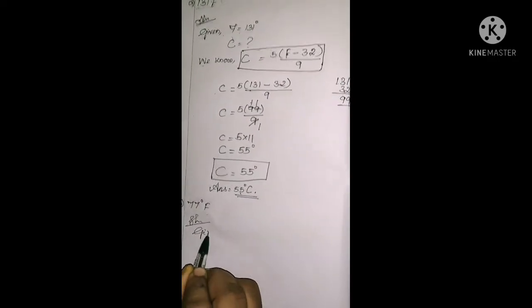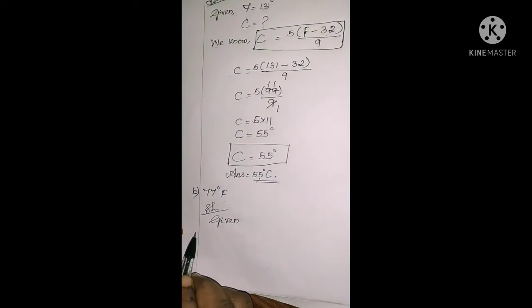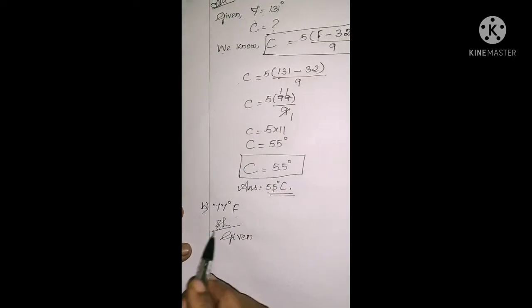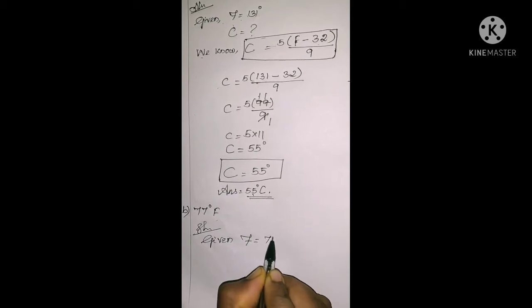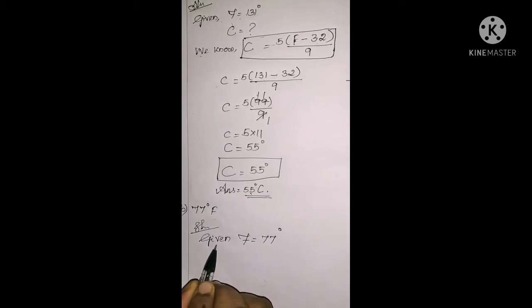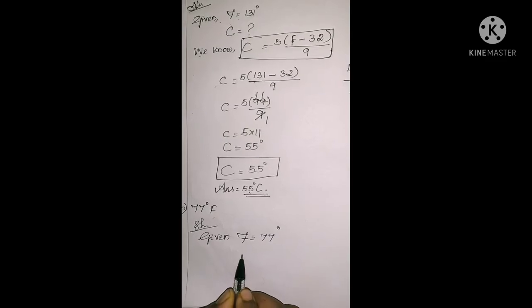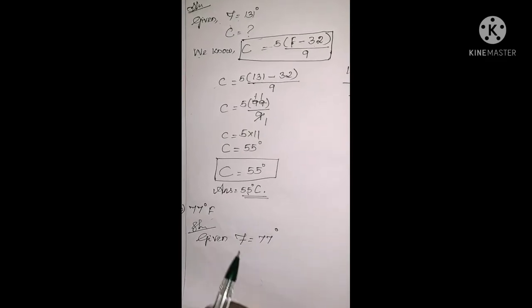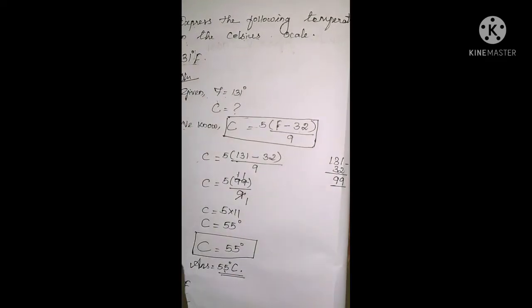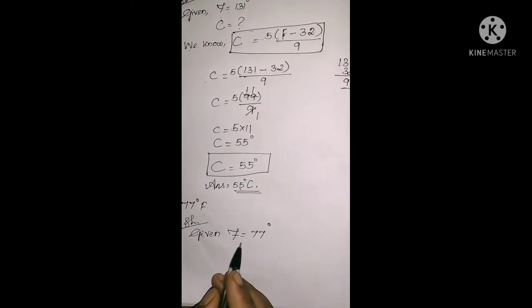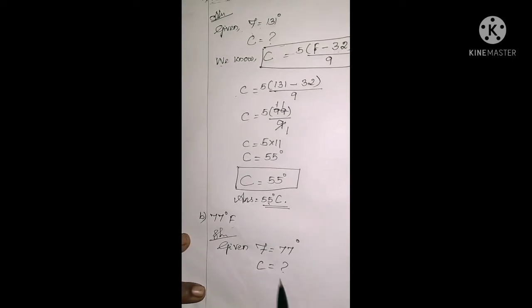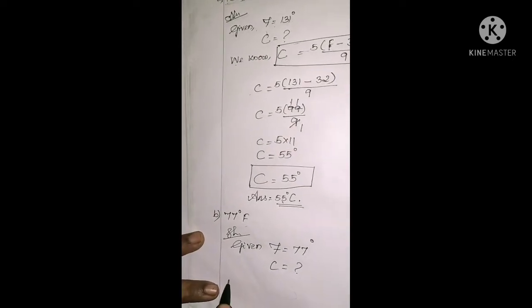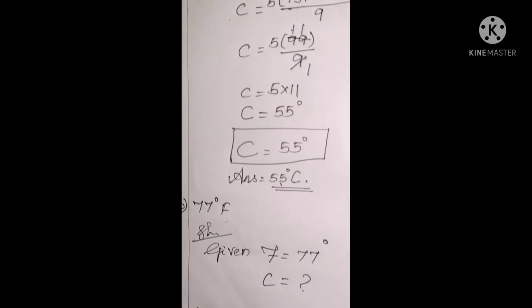So here also the solution. First you write given, which is given in the question. What is given? F is equal to 77 degrees, and they are asking to express the temperature in the Celsius scale. So convert from Fahrenheit to Celsius. So C is equal to, what they are asking. So here also, what's the formula?